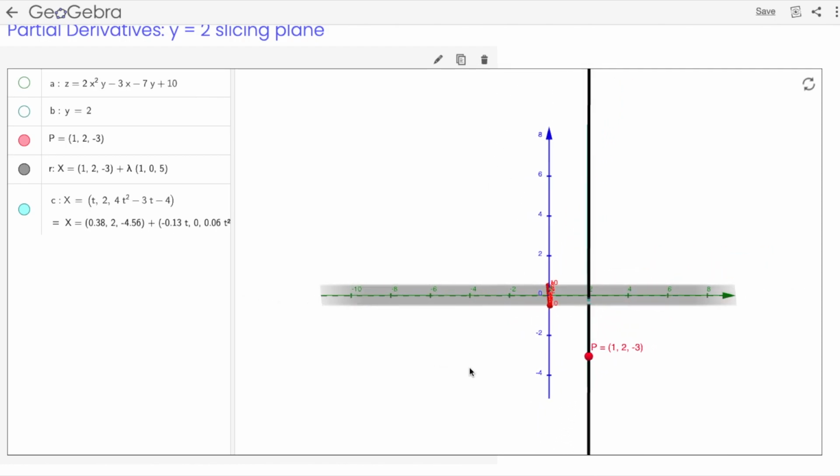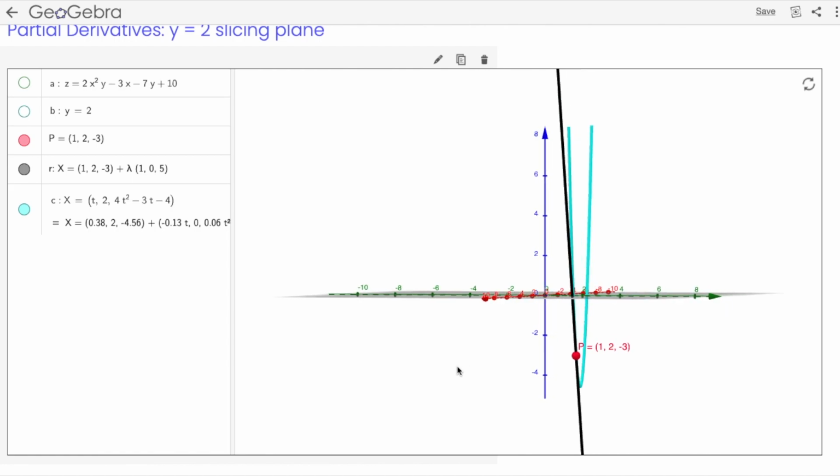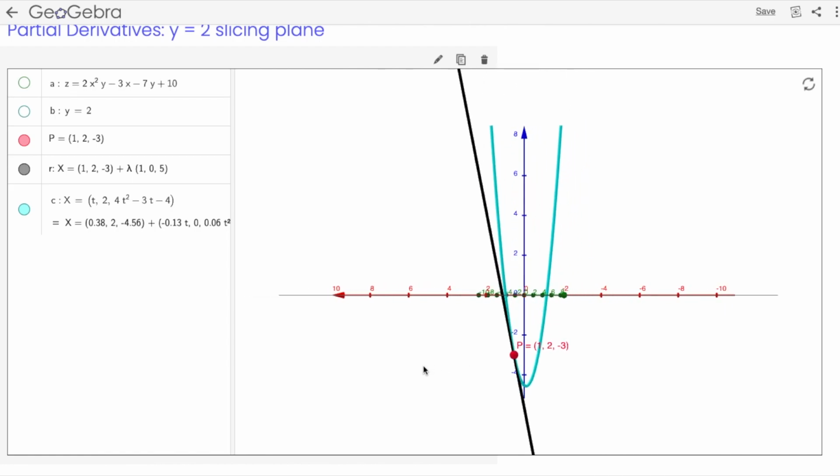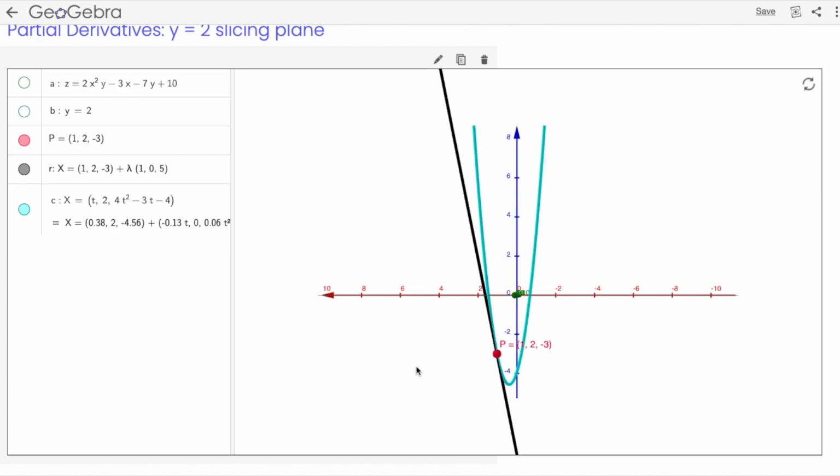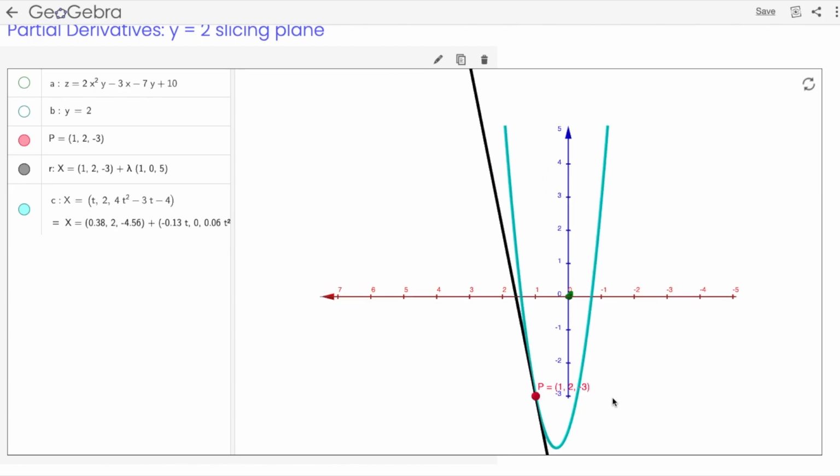Look, we're in the y = 2 plane. There's no change in the direction of y. We're only getting change in the direction of x and in the direction of z. And what this partial derivative that is 5 tells us is that the z values are going to have a change in z that is 5 units.